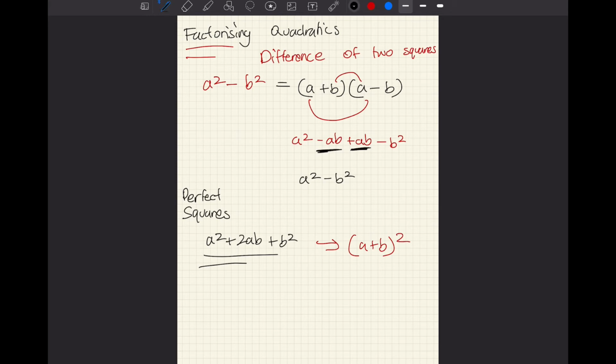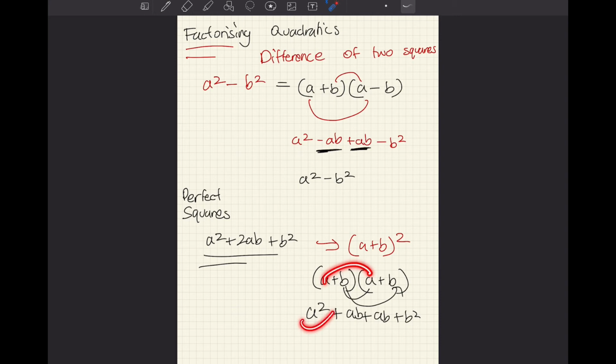If we want to test this, we can go a plus b, a plus b, and solve. So a squared, ab plus ab, and then b squared. So if you remember FOIL, a times a is a squared, a times b is ab, b times a is the same as ab, and b times b is b squared. So what we then get is a squared plus 2ab plus b squared.